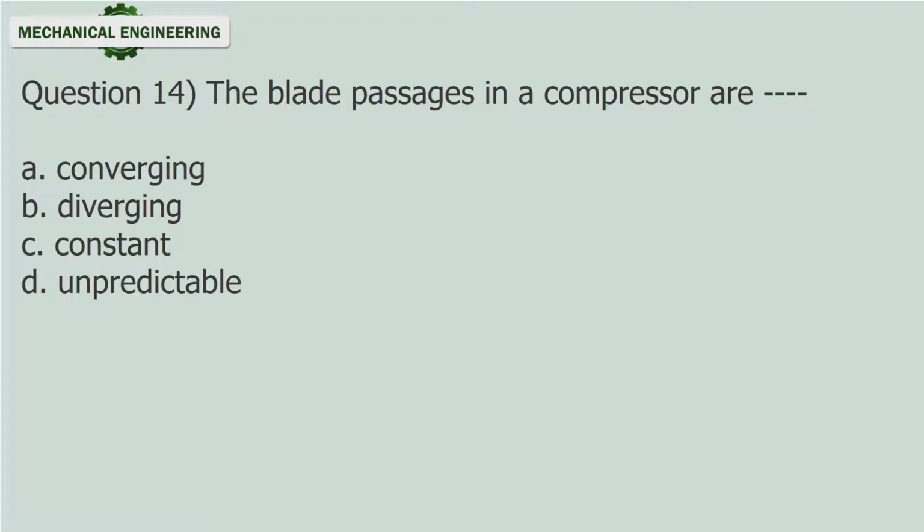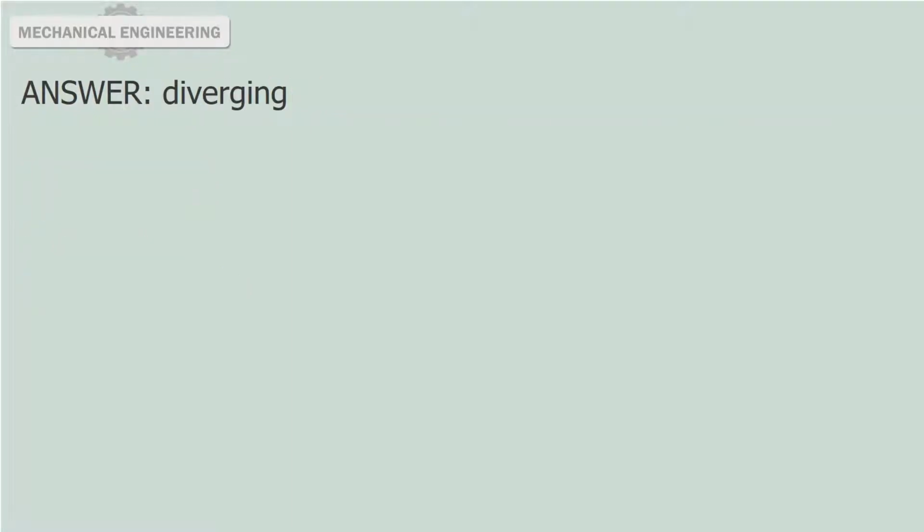Question 14. The blade passages in the compressor are fill in the blank. A. Converging. B. Diverging. C. Constant. D. Unpredictable. Answer: diverging.